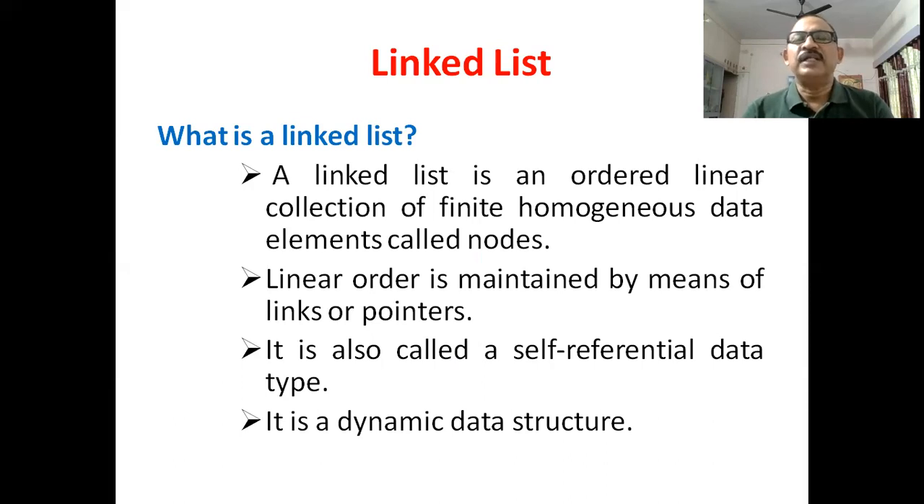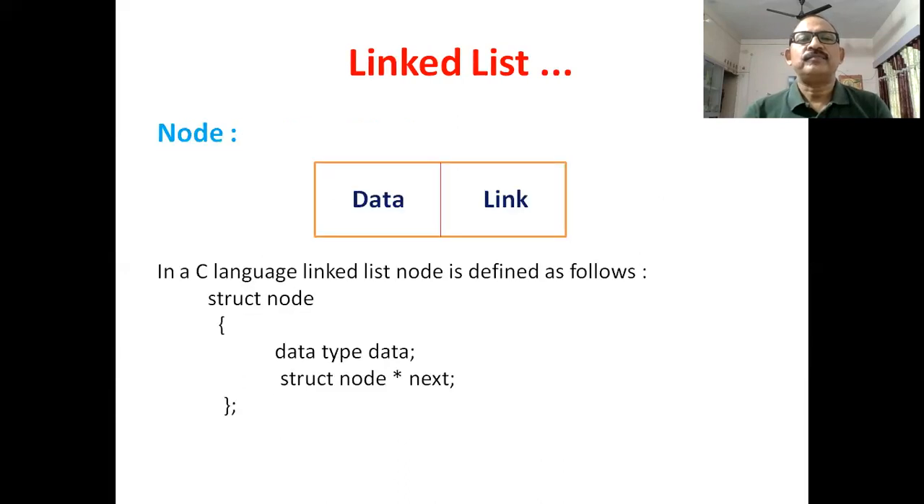A linked list is a dynamic data structure. We have seen the array. An array is a static data structure. In this picture, you can see the node contains two components. The first component is the data and the other component is a link. A link is the address, which gives the address of another node in a linked list.